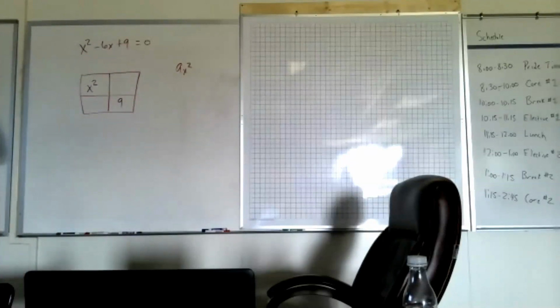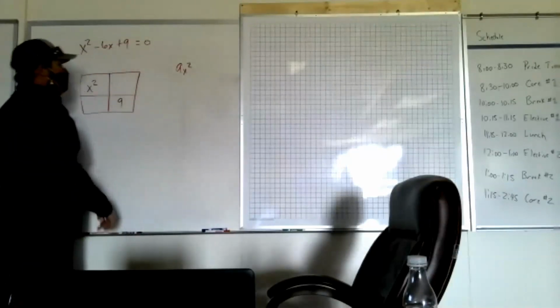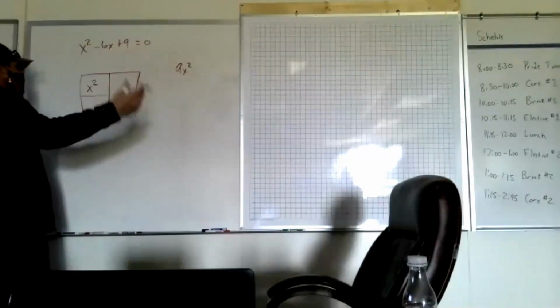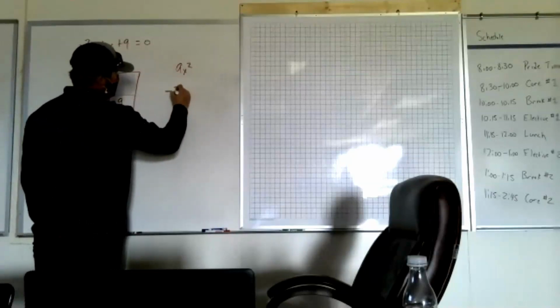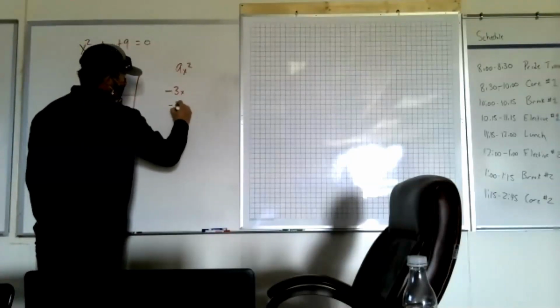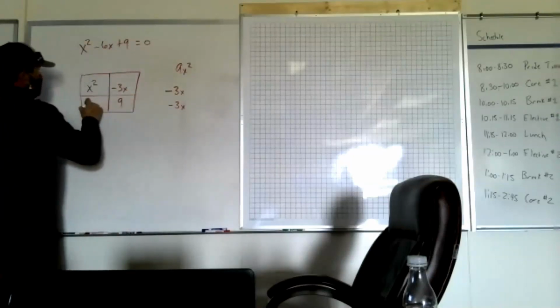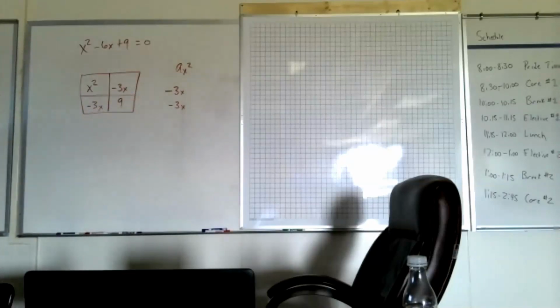Okay, and now I want to think of two terms that, when multiplied together, will equal a positive 9x squared and that add up to equal a negative 6x. Okay, we'll think. 3 times 3 is 9. 3 plus 3 is 6. So those will work, except they have to be negatives. So I have negative 3x and negative 3x. I put those into my remaining squares.